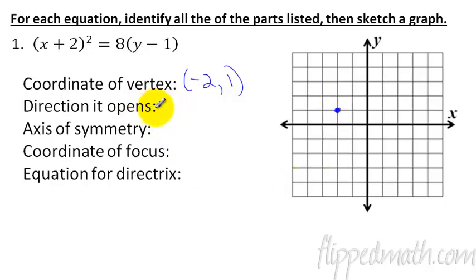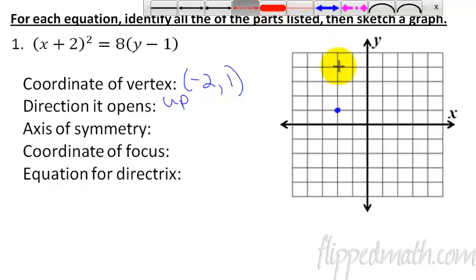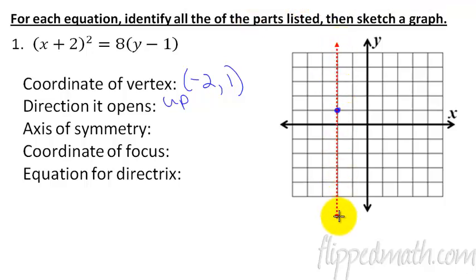Next, which direction does it open? We need to identify that. Since the x is being squared, it is a normal type of parabola that we're used to. And since it's positive in front for that leading coefficient, it opens up. The next thing, axis of symmetry. The axis of symmetry is going to be right splitting it down the middle there. So that is x equals -2. That's the type of thing we've done before.